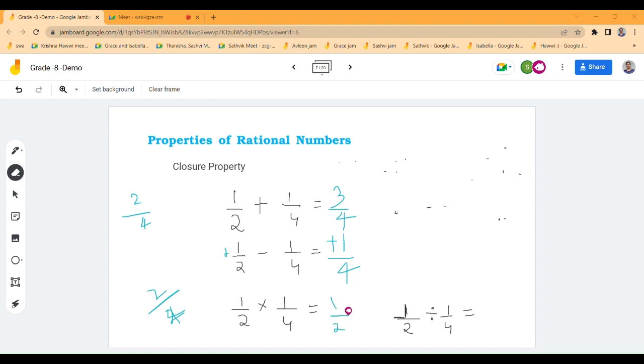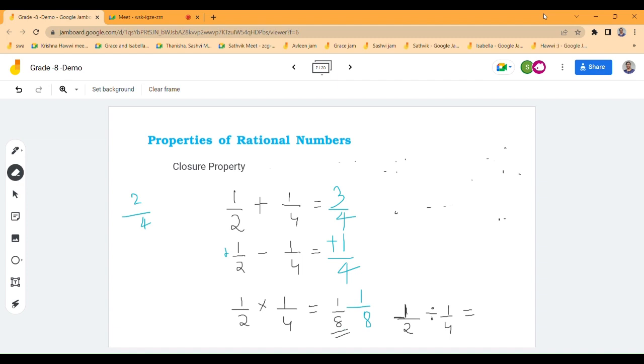What do you get while multiplying 1 by 2 into 1 by 4? How did you do? Ma'am, first I brought the denominators the same and then I did it. For multiplication, do we have to make the denominator the same? No, it's only for addition and subtraction. So it's 1 by 8. Yeah, right. And division, what about division?